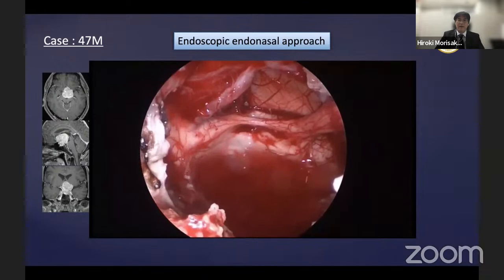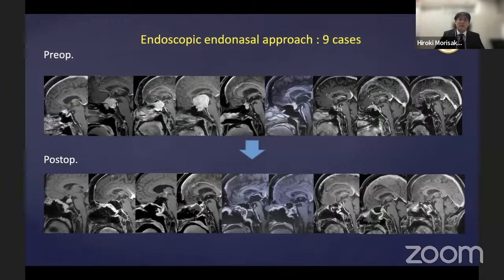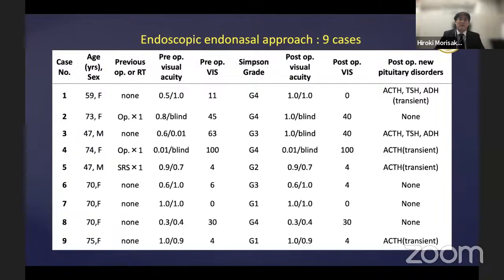So this is the post-operative MRI. On the left side the visual acuity did not improve, but the right side improved. This is a summary of the endoscopic endonasal approach, 9 cases. We removed the tumor radically through the endoscopic endonasal approach. Most patients preserved or improved their visual function without any severe complication.